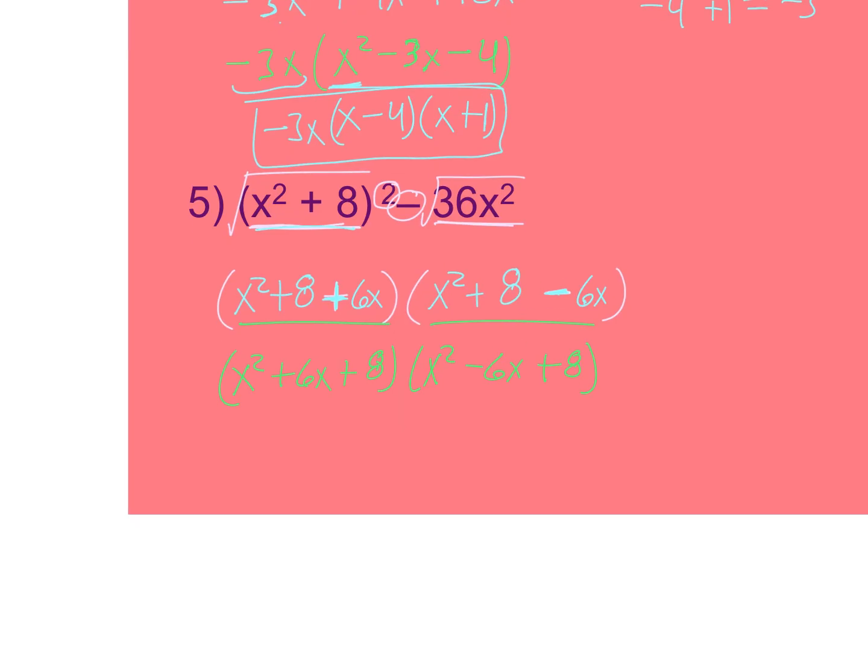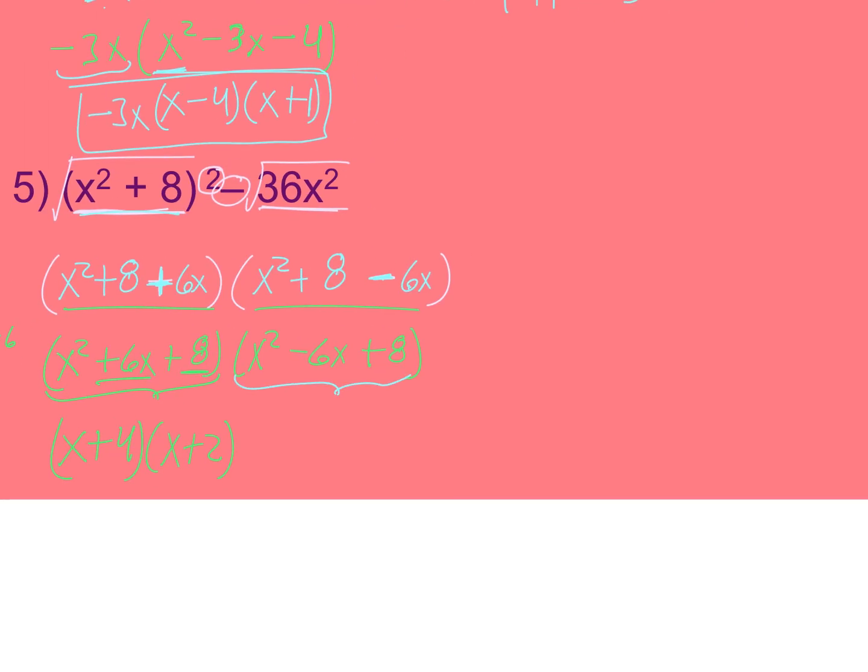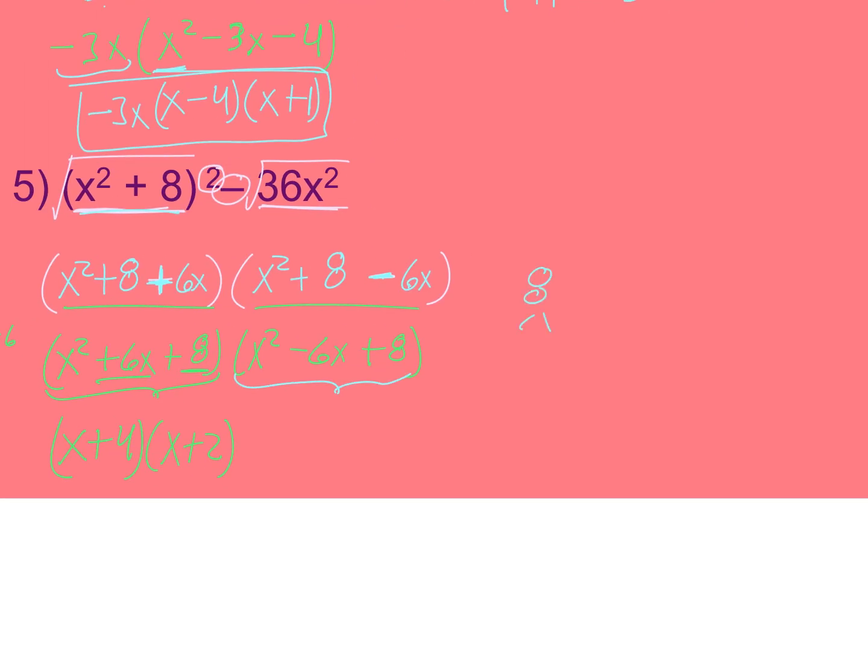But here, check if there's numbers that multiply to 8 and add to 6, right? So numbers that multiply to 8 add to 6 is going to be 4 and 2. If I add those together, I do get 6. So then this trinomial is going to become an x plus 4 and an x plus 2. All right, same exact thing with this trinomial, right? See if there are factors of 8 that add to -6, and it's going to be -4 and -2. When you combine those, you do get -6.